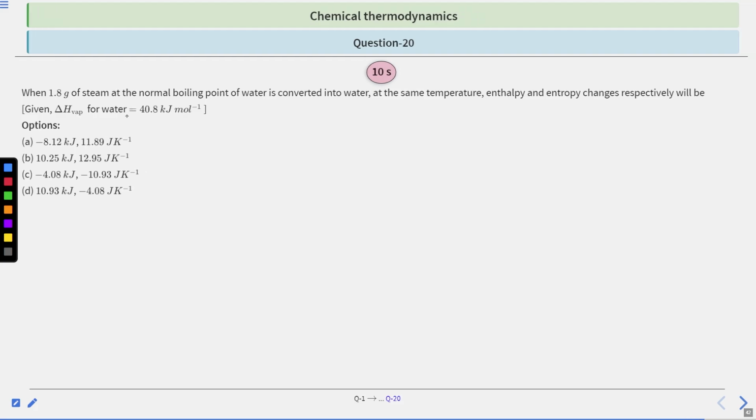When 1.8 gram of steam at the normal boiling point of water is converted into water at the same temperature, the enthalpy and entropy changes respectively will be: given the enthalpy change of vaporization for water. Options are minus 8.12 kilojoule and 11.89 joule Kelvin inverse; 10.25 kilojoule and 12.95 joule Kelvin inverse; minus 4.08 kilojoule and minus 10.93 joule Kelvin inverse; 10.93 kilojoule and minus 4.08 joule Kelvin inverse. You have 10 seconds to solve this question. After that, we will see the answer.